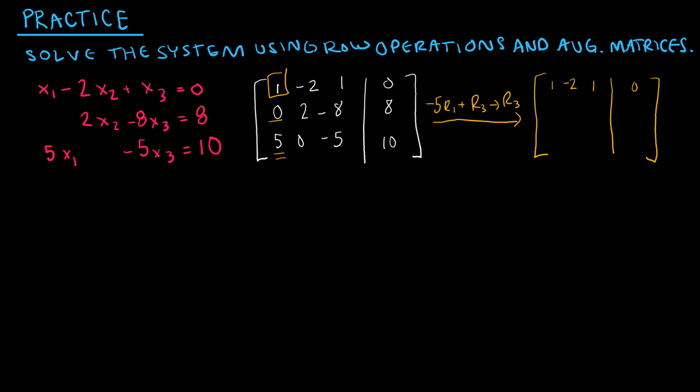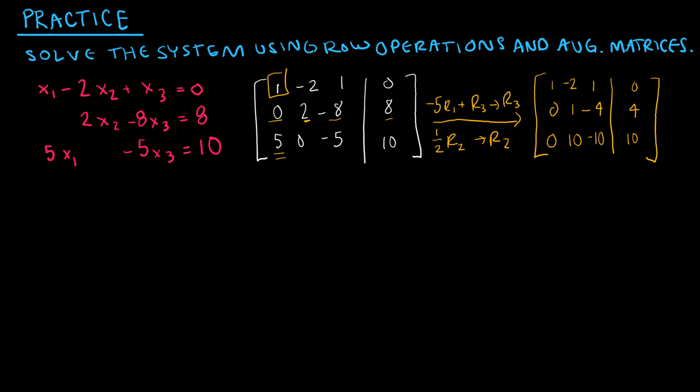to row 2 at the same time, just because I noticed that these are all even. So it's okay for me to take half of row 2 to be my new row 2 in the same step. So this is going to be 0, 1, negative 4, 4. And then the negative 5 row 1 plus row 3. So negative 5 times 1 plus 5. Negative 5 times negative 2 is 10 plus 0. And then negative 5 times positive 1 is negative 5 plus negative 5 is negative 10. And then negative 5 times 0 is 0 plus 10 is 10.